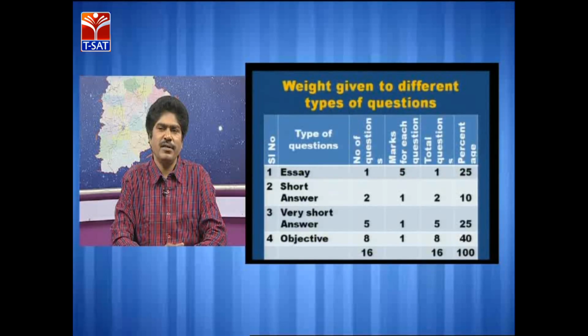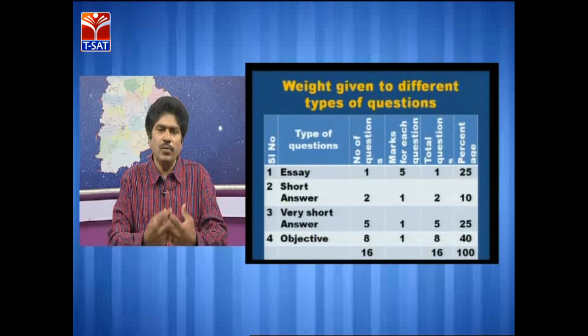Observe, weightage given to different types of questions. You observe here, essay questions, short answer, very short answer, objective. In this way, dear student teacher, you should develop a table in order to give weightage to all the types of questions. In this table, you give types of questions, number of questions, marks for each question, total questions you would like to give, and finally percentage. In that way, you should develop one weightage table in order to give importance to all the types of questions.